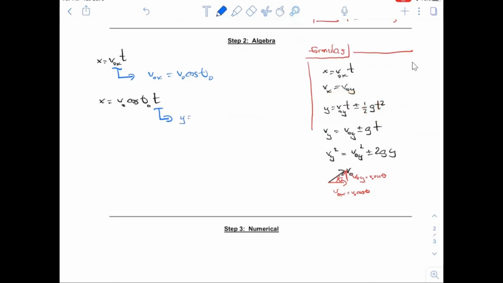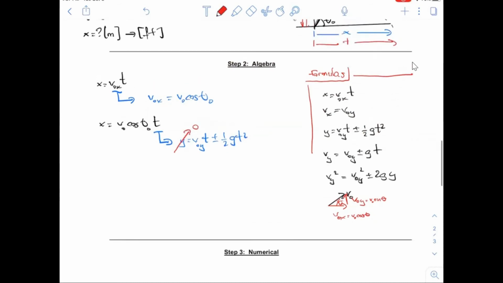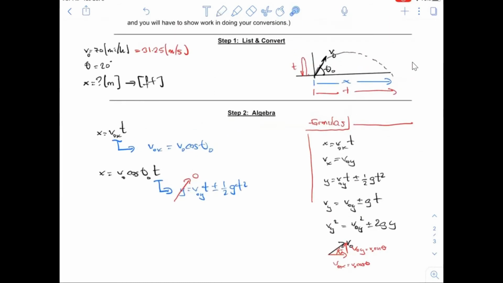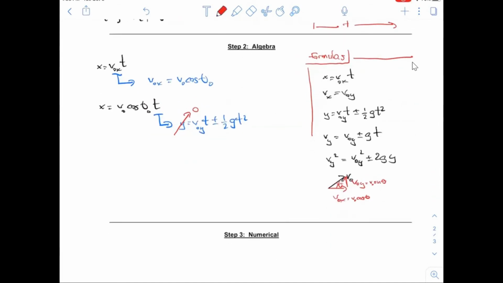All right, so here's what I got. Initial velocity in the y direction times time plus or minus 1/2 g t squared. So what do I know? I know that the final height is going to be 0. I also know that initially this thing is going up against gravity. So the y component of this is pointing in the opposite direction of gravity. So gravity is going to have a negative effect on this one. So I'm going to use the negative sign, which means that gravity is going to slow this thing down.